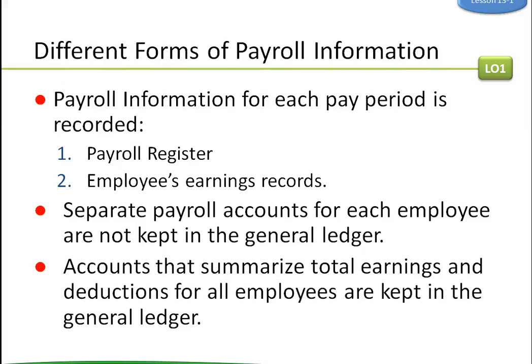First of all, there are different forms of payroll information. Payroll information for each pay period is recorded both in a payroll register and in an employee's earnings records. Separate payroll accounts for each employee are not kept in the general ledger. Accounts that summarize the total earnings and deductions for all employees are kept in the general ledger. So the general ledger is just summarization. All the details are kept in other places.